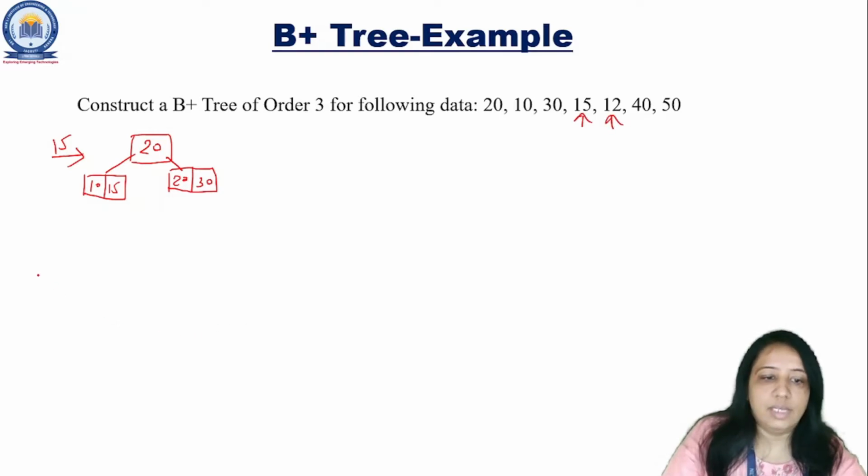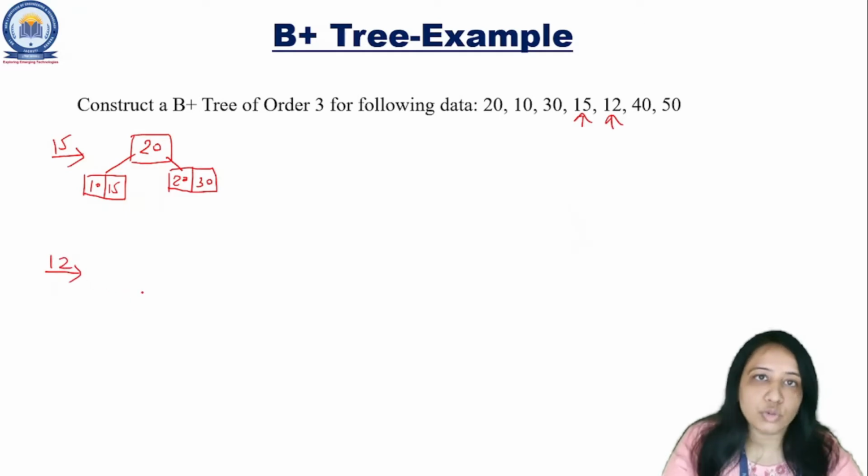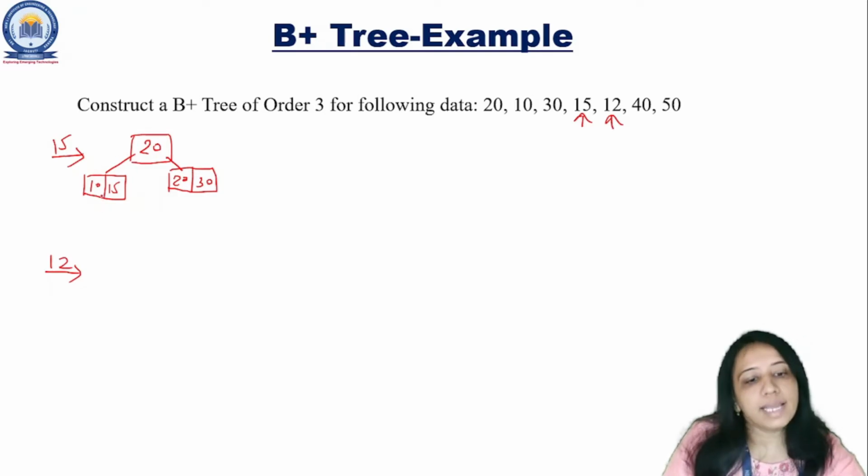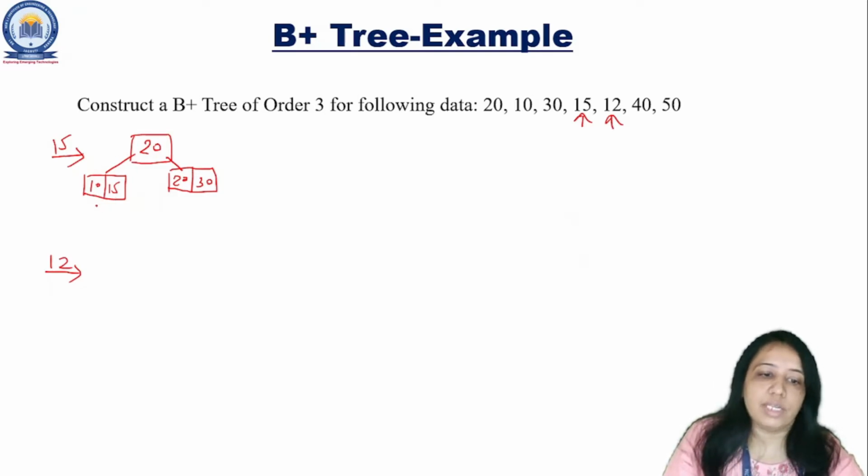Now 12. Where is it going to be accommodated? You can see that 12 is less than 20, so it will come to the left side. Again this is 10 and 15, and in between, 12 should be there. Now it is the middle one, but the 3 keys cannot be accommodated. So the 12 will move up. That is the first step. The 12 will move up, that is 12 and 20.